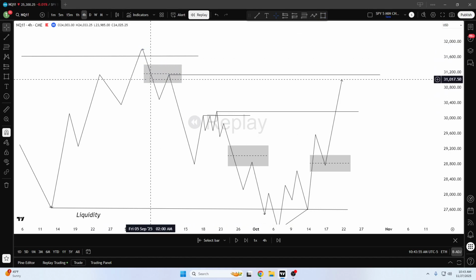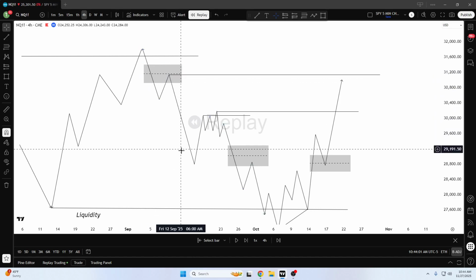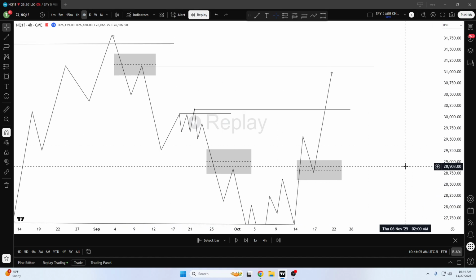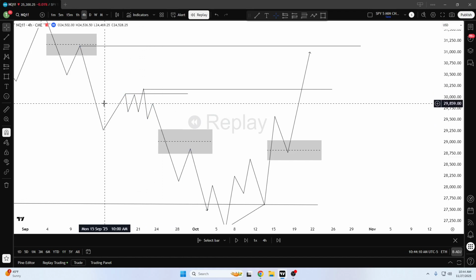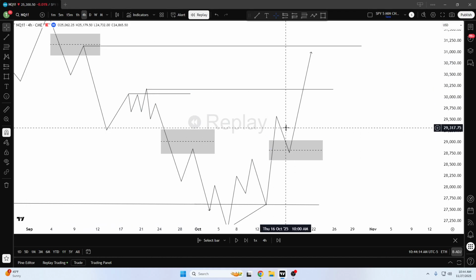So in here, we have some form of imbalance. Maybe we violated some kind of PDA right here. We're tapping back into this BPR and we are respecting this area. Maybe we don't have such a heavy displacement like that, but you could see we come back and we are kind of accumulating here.